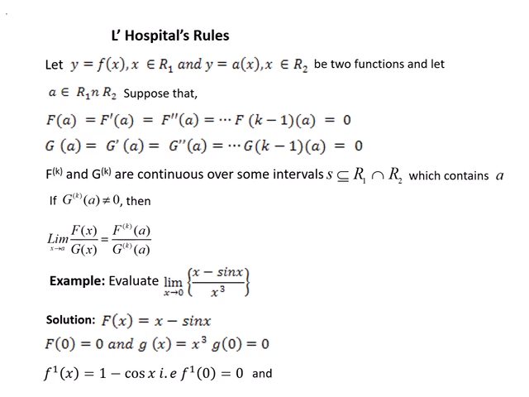How do we do that? By substituting the value of the limit given. For example, evaluate the limit of s minus sin s over s raised to power 3. So here we have f(s) as s minus sin s, and g(s) as s raised to power 3.